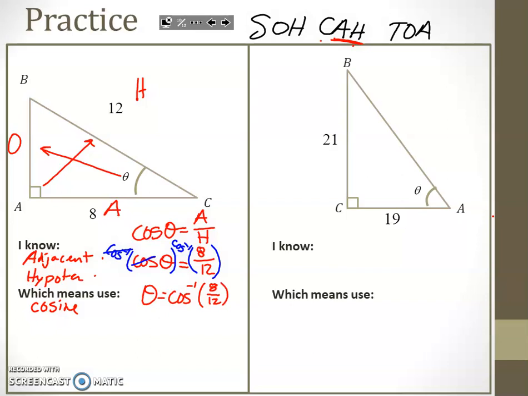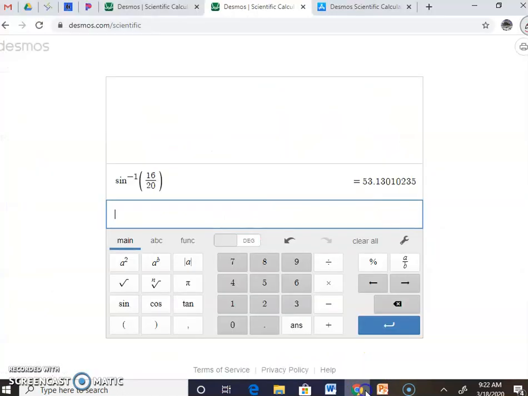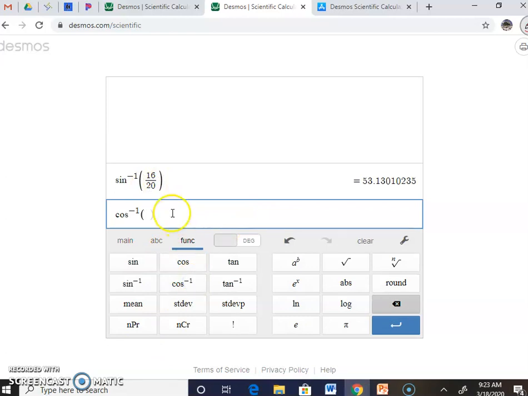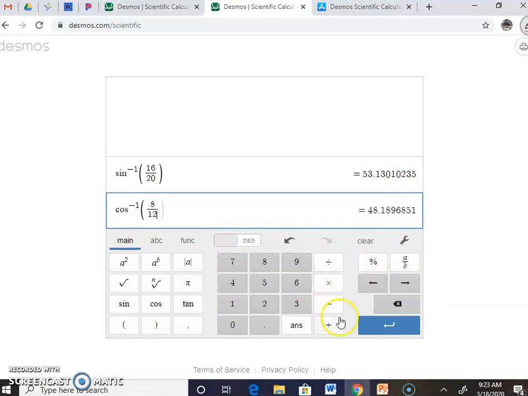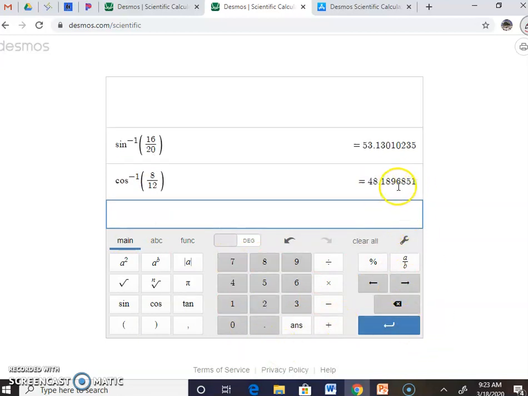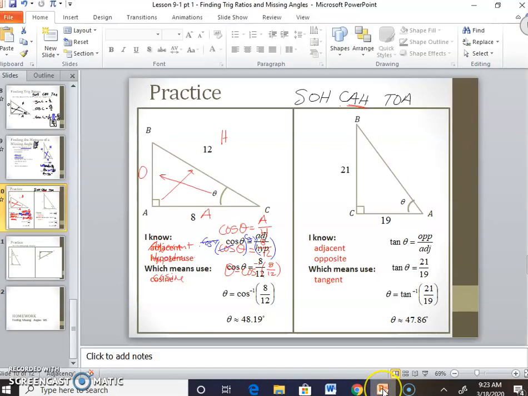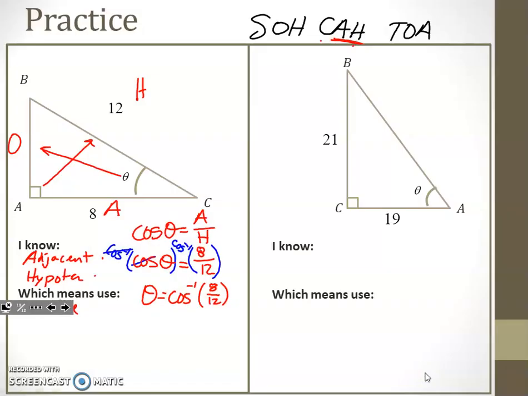I'll pull up my calculator and I'm going to enter in. I got to go to function because I need my cosine negative 1 of 8 over 12. And I've got my answer, 48.18. If I round it to the nearest degree, I would just leave that as 48. So I could say that theta equals 48 degrees. That's what my angle is.